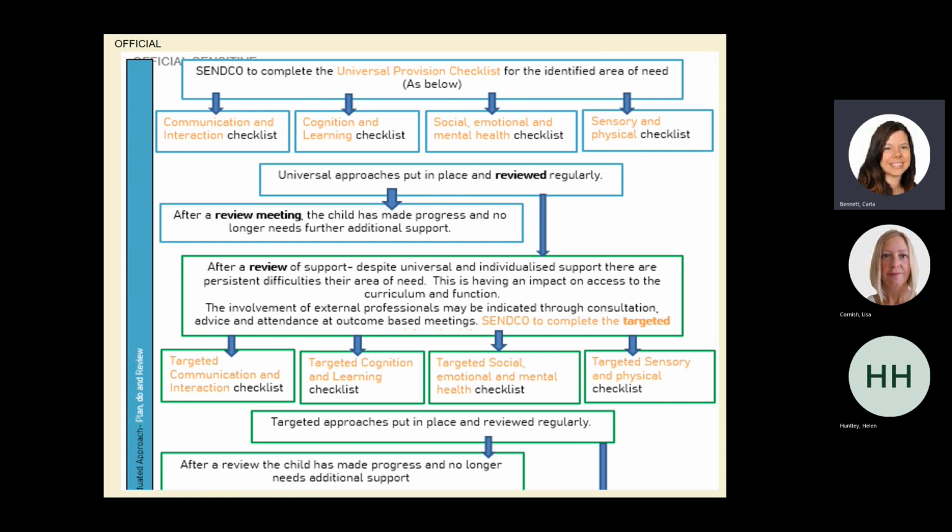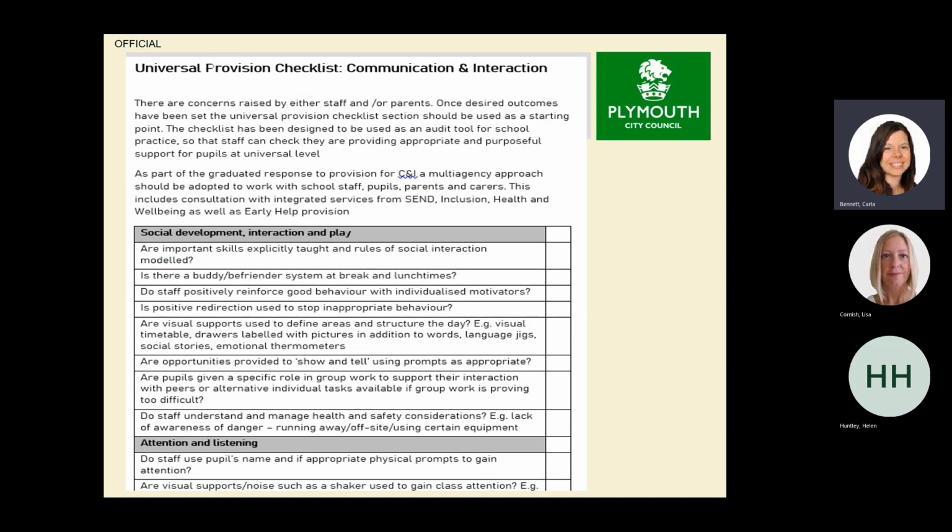Again, after review, after the targeted support, the child may have made really good progress, and then they can go back to the universal or even have their intervention ceased, or it might be that they still need additional support.